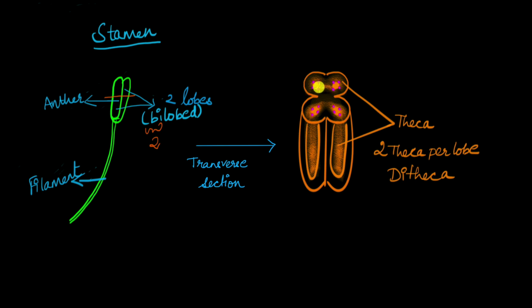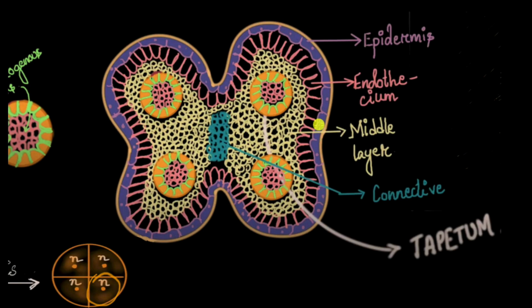Now each lobe has two theca. This is one theca and this is one theca of this lobe. Such anthers are also called dithecous anthers because di also means two. Bi means two and di means two. That's just the way it is. Let me tell you that these dots that you see here, these are cells that would eventually undergo meiosis to produce pollen grains. So let's take a closer look at the transverse section of an anther.